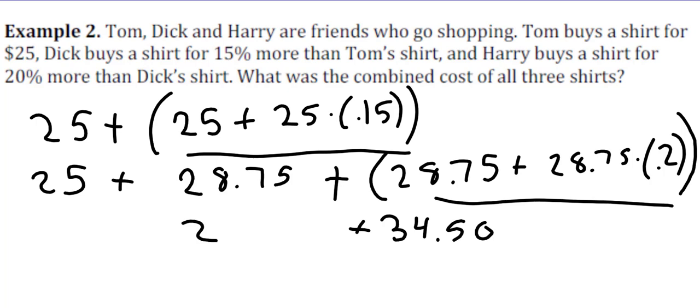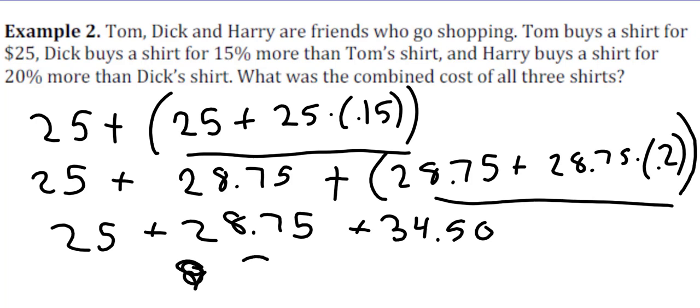So now we can just bring out all of our other numbers. So now we know how much Dick and Harry's shirts are. All right, so we add all that up and we get a total of 88.25. So that's the total price paid by Tom, Dick, and Harry.